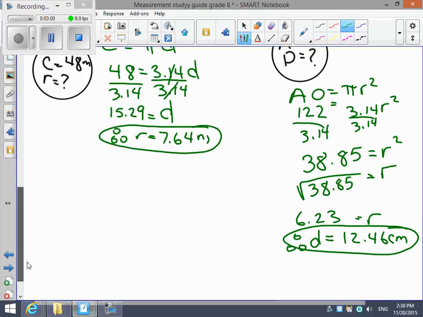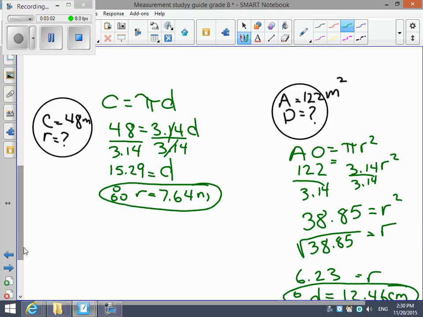Now to our 2 circles. In the first, we were given the circumference and asked for the radius. So at this point, you always start with your formula. You fill it in, and you get 48 is equal to 3.14 times d. We have to get the pi out of there. We divide, and we get d equals 15.29. The question asks for radius. Radius is half the diameter, 7.64.